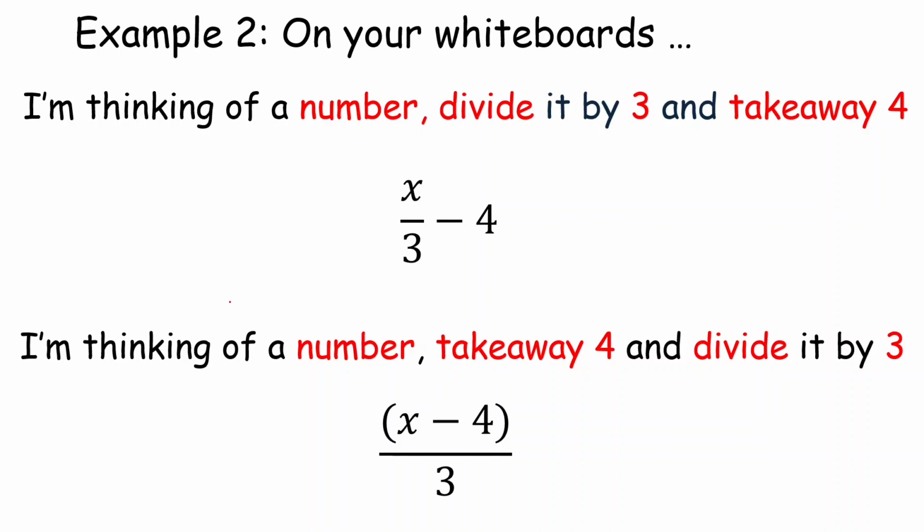Right, so this one, I'm thinking of a number, x. I take away 4 from this number. I then divide it by 3. You definitely do not write it like that, because again, you have a number, you take away 4, you divide everything. You divide the whole thing by 3. You could write it like that. That's not wrong, but it's ugly.